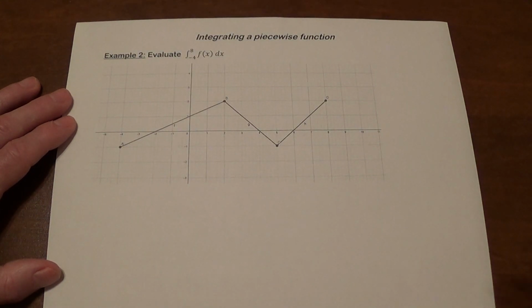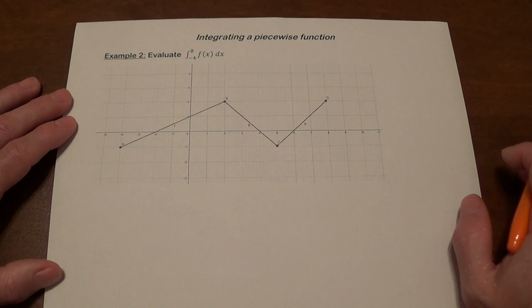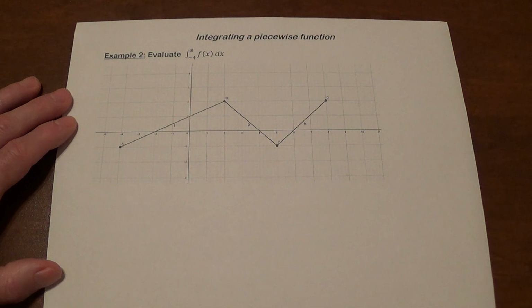Now, of course, the idea here is when it's asking you to find the integral is not to try to come up with an equation for all that, because it's going to take you quite a bit of time to figure that out. You're going to have to figure out the equation for each line segment and then integrate that. You don't want to go down this route.